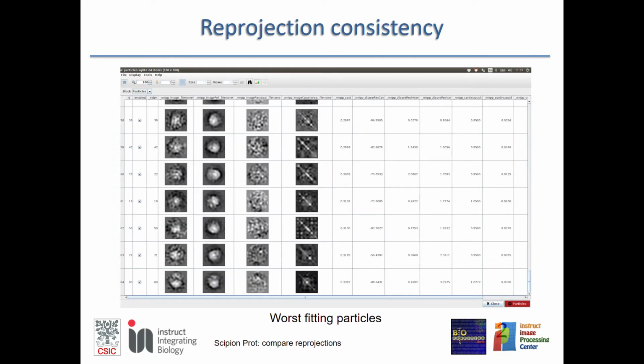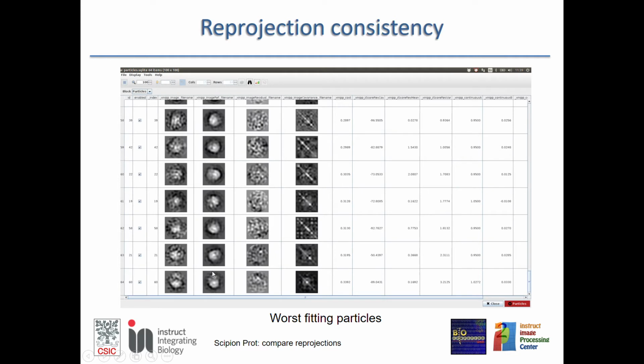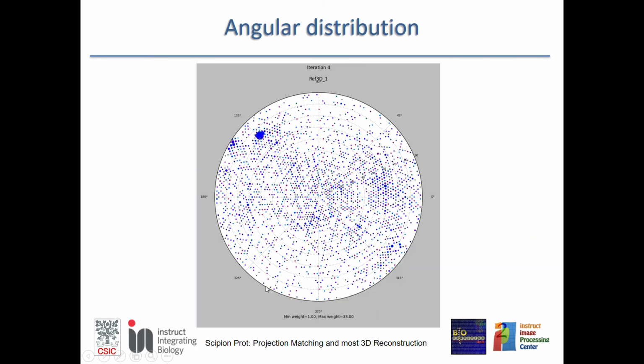And here are the worst fitting particles. These are the best fitting particles, and these are the worst, and still the worst should be relatively good. Okay, so something else to look at is the angular distribution.